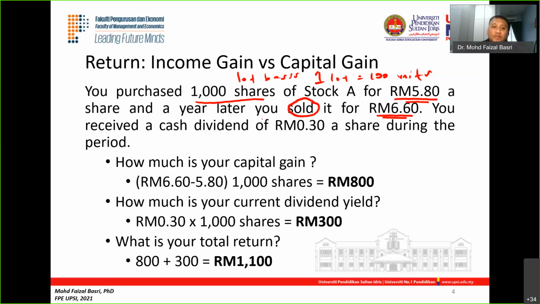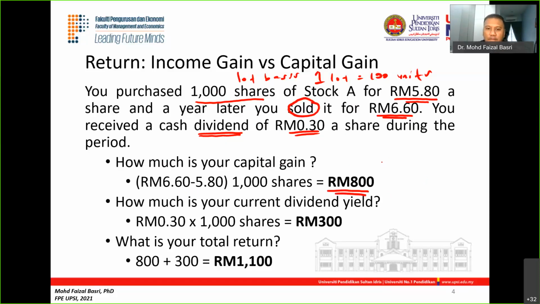And on top of that, you also receive a cash dividend. This is the income gain, which is 30 cents per share, during the same period, which is 1 year. So first question, how much is the capital gain again? Remember, the capital gain refers to the price appreciation. From 580 to 660 is 80 cents difference, multiplied by 1,000 shares. So this person received RM800 capital gain.